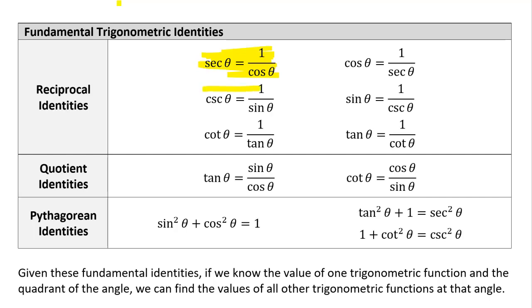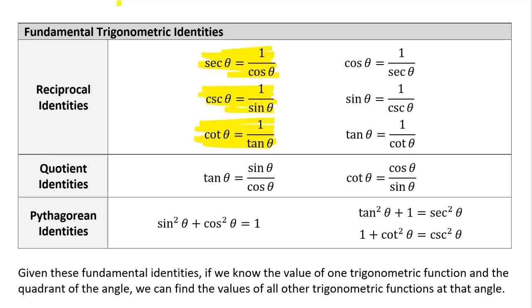Same way with cosecant. Again, the cosecant is the reciprocal of sine. If you remember that, that means that the sine is the reciprocal of cosecant, and they're reciprocals of each other. So just remember the one thing. And cotangent is the reciprocal of tangent. So if cotangent is the reciprocal of tangent, then tangent is the reciprocal of cotangent. You don't have to memorize two things. Just remember that cotangent of theta and tangent of theta are reciprocals of each other.